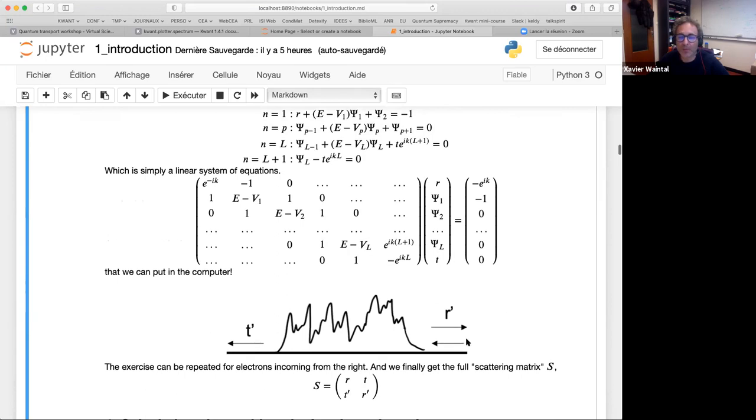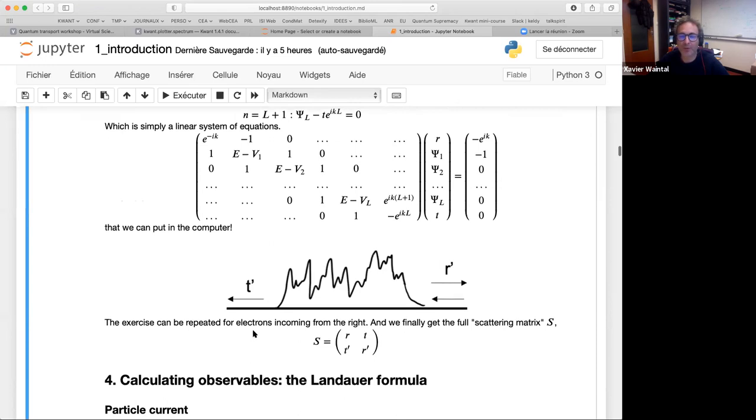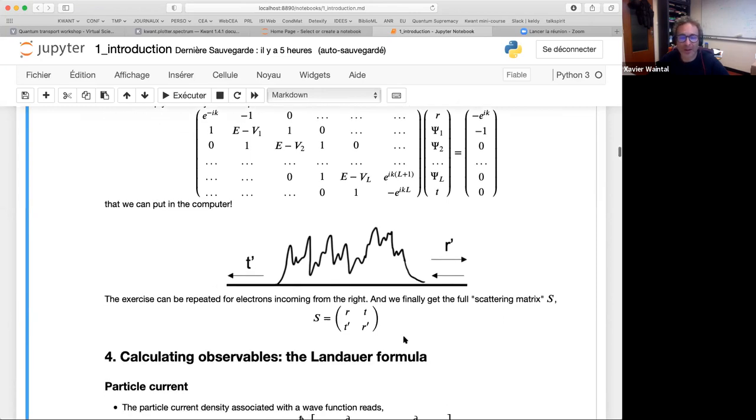So we can do the same when we have an incoming wave from the right, with reflection R prime and transmission T prime. And we can put all this together in a matrix S, which is the so-called scattering matrix. That's really the central object of the transport theory of quantum coherent objects. So we are almost done with the theory.